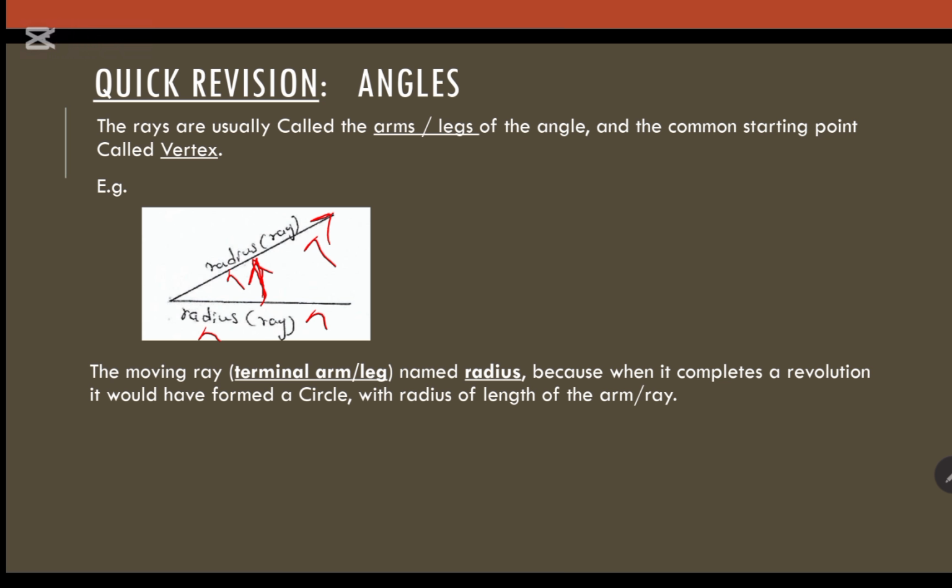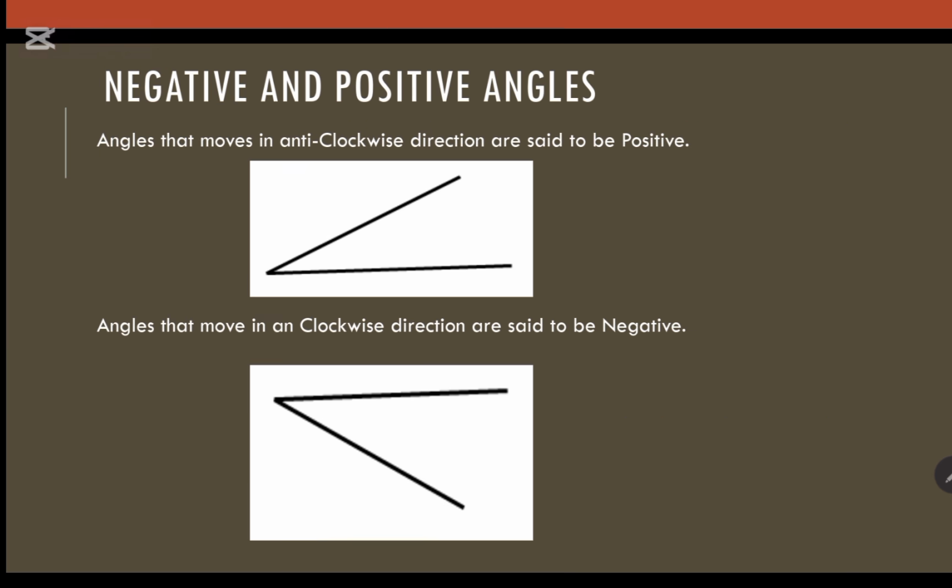Now, what is the radius? We know from the grade 8 definition that the radius is the distance from the center to the circumference of the circle. So that would have completed the radius, and that arm, the terminal arm, is then referred to as the radius. Now, let us look at other important things that we must talk about before the actual concept.